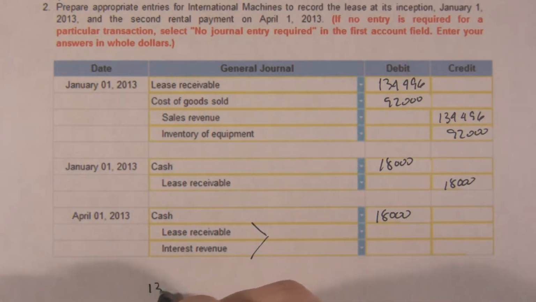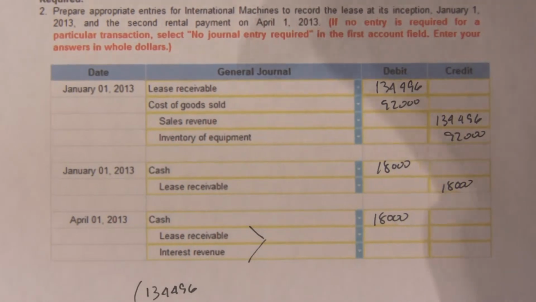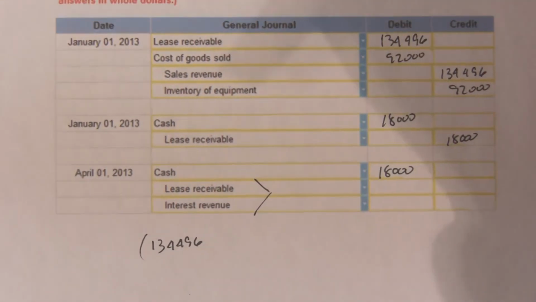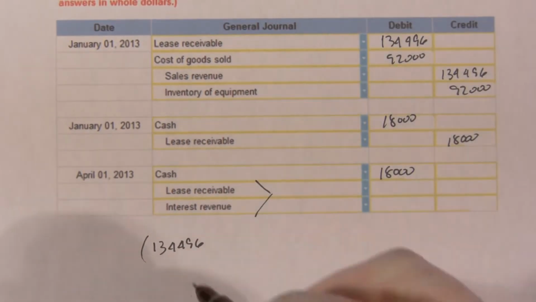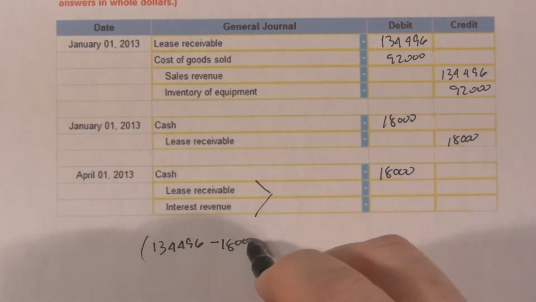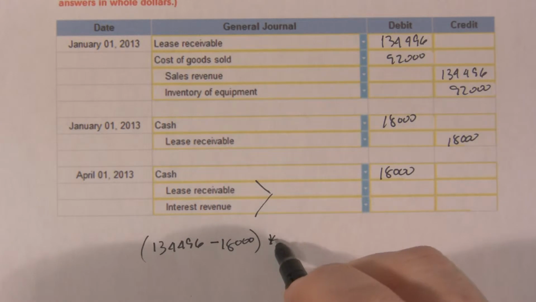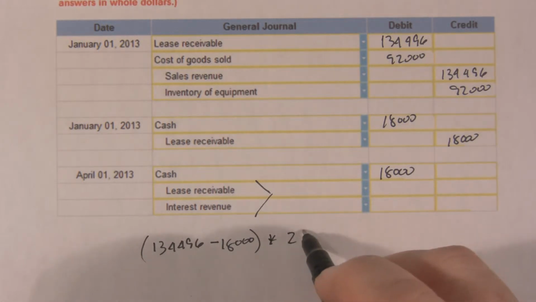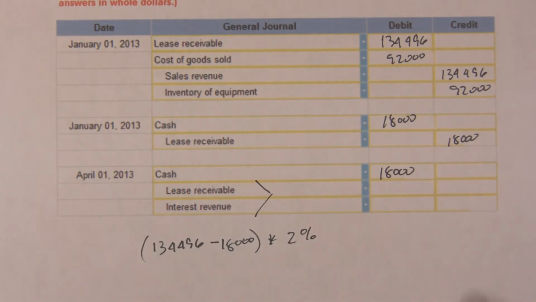So it's $134,496 was the original deal, $134,496. But that was reduced by the first $18,000, times 2%. Because that $18,000 reduced that directly.